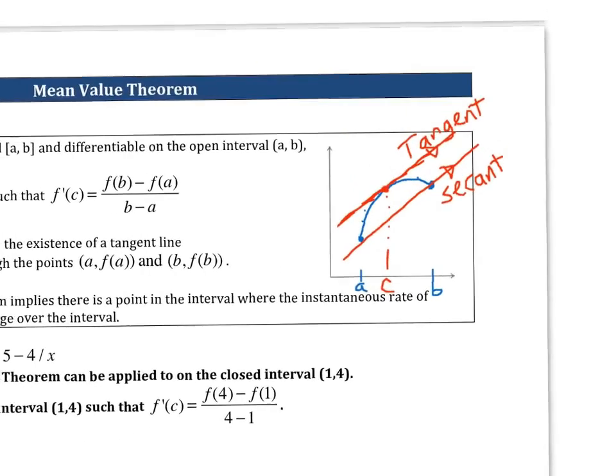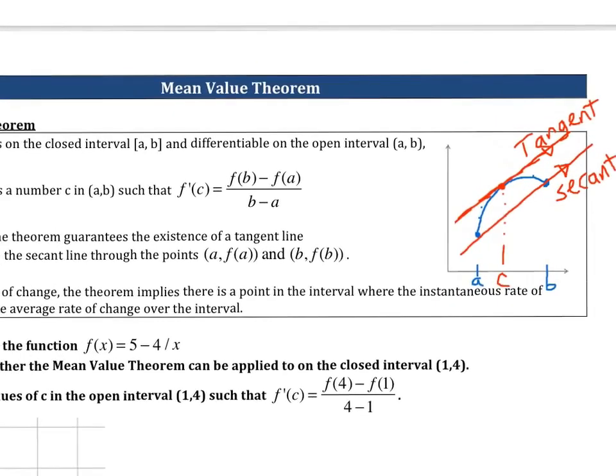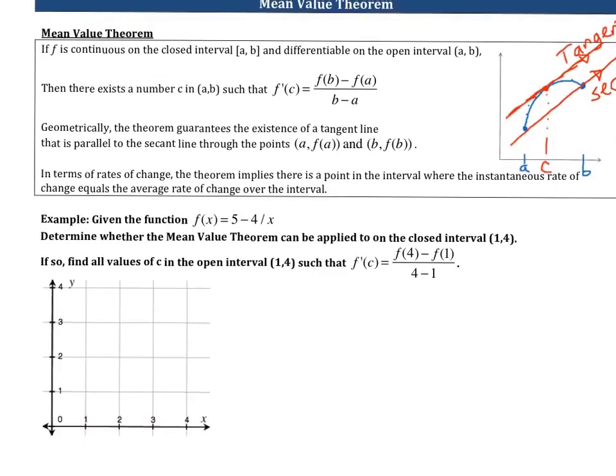So this is what that theorem is saying. And you'll notice, f of b minus f of a over b minus a is the slope of this line. And it's saying that it's going to equal the slope of the tangent line. So in terms of rates of change, the theorem implies there is a point in the interval where the instantaneous rate of change equals the average rate of change over the interval.